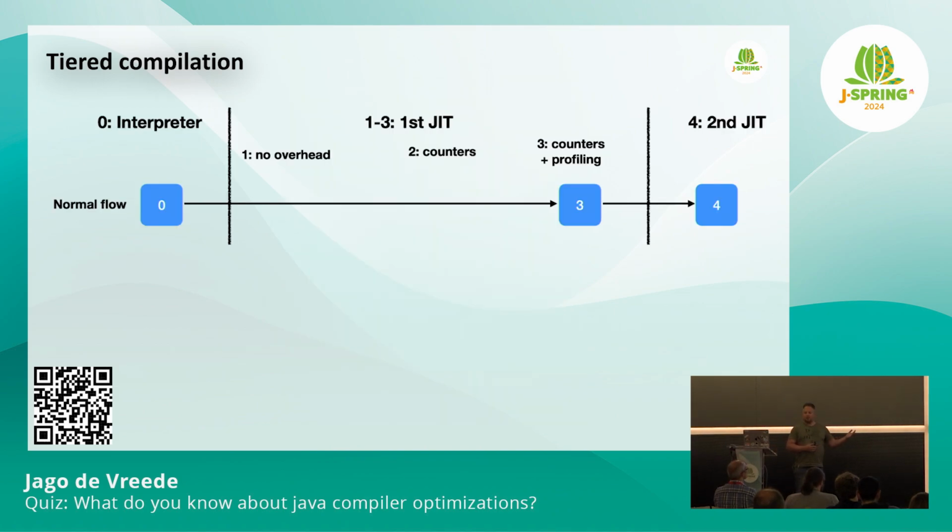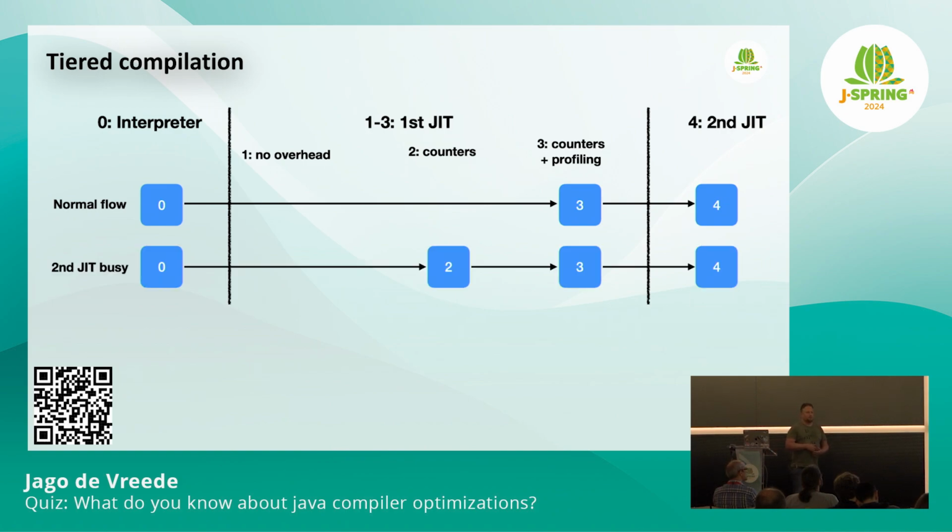So first off, we go from Tier 0, the interpreter mode, into Tier 3. Logically, right? So in Tier 3, there will be counters added and profiling added to your methods. This way, the Java HotSpot compiler knows which parts of code take long, need to be optimized, and are actually called quite a lot. And if they're called quite a lot, after a few thousand times, it will be moved into the second JIT, into C2.